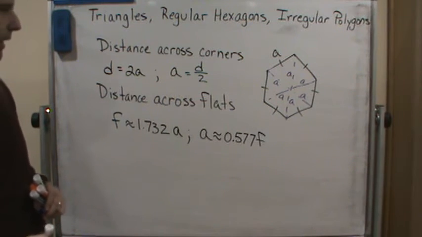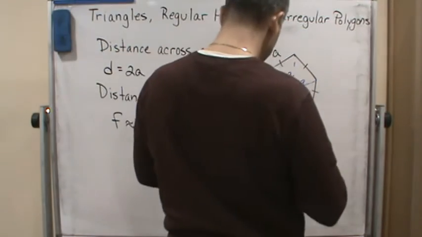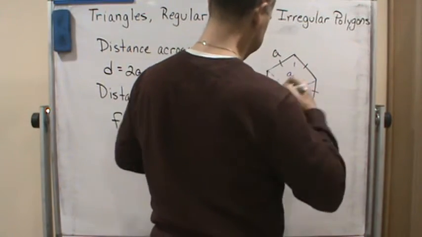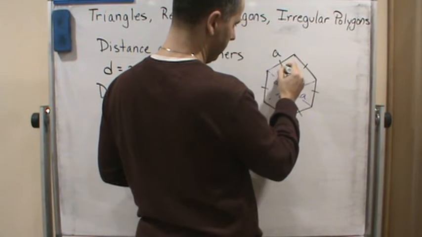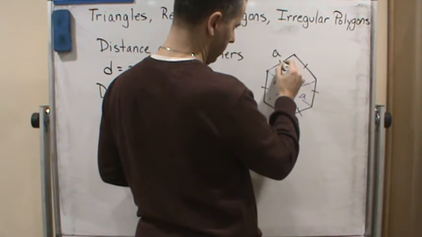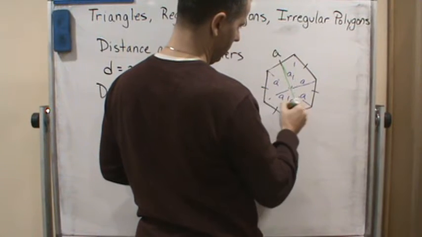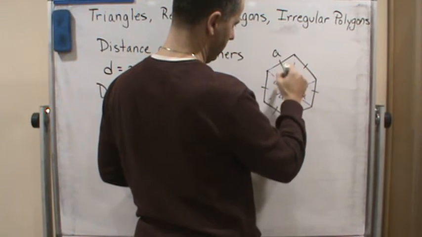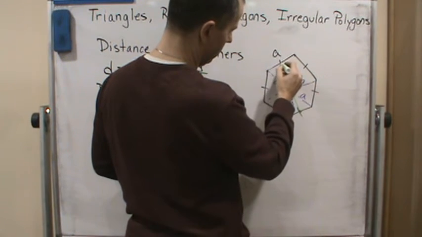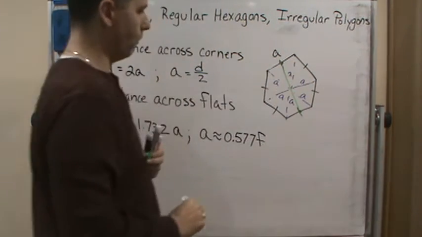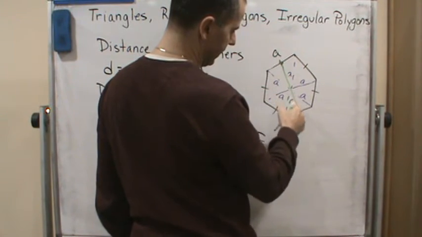Now what about across the flats? Now this is a little bit more complicated, but you can still do it, right? So the flats are from the midpoint of one side, oops, to the midpoint of the other side. Okay, now remember, this is just the altitude, right? This is the height of the triangle.